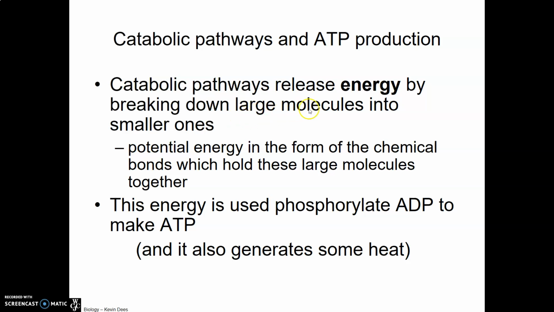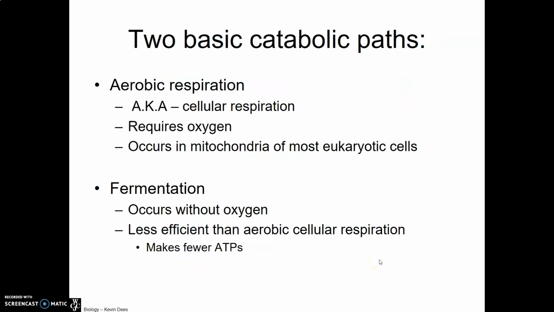These large molecules, like simple sugars, have potential energy that's stored in the form of these chemical bonds that hold these large molecules together. And as these molecules are catabolized or broken down, this energy is going to be used to phosphorylate ADP to make ATP. And recall, because this is an energy transformation, the second law of thermodynamics states that we're also going to generate some heat energy. Now, we can look at two basic catabolic paths that we're going to see for how these molecules can be broken down to liberate this energy used to make ATP.